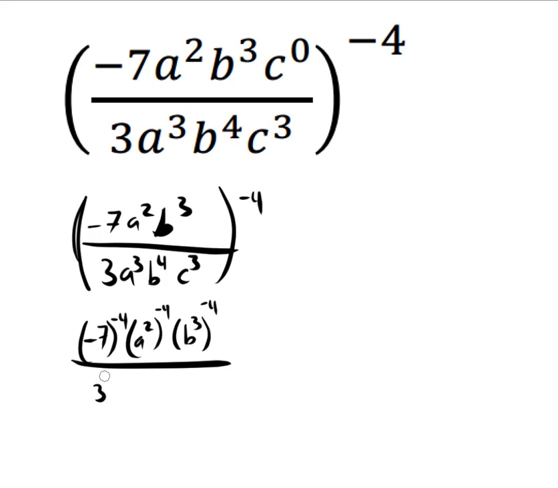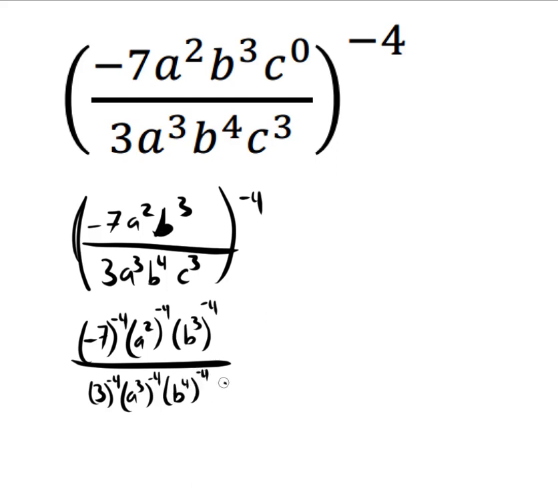So we get 3 to the negative fourth power times a3 to the negative fourth power times b to the fourth to the negative fourth power, okay?